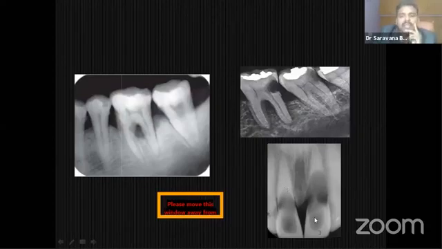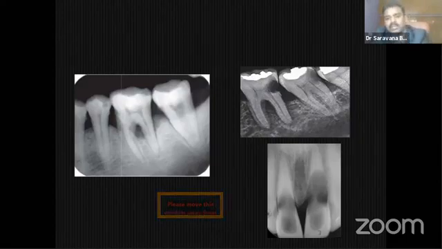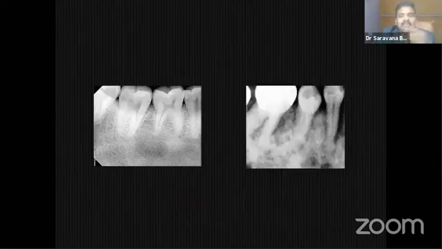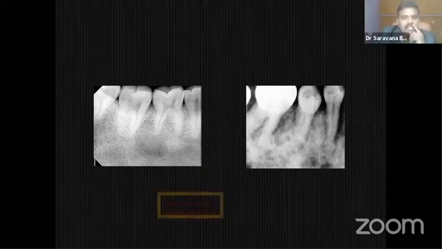What about this? The third one is a case of internal resorption. Trauma or some other issues can cause internal resorption of the tooth. We cannot go for simple direct root canal treatment for this case. Okay, I am going to slowly put some pathological pictures.